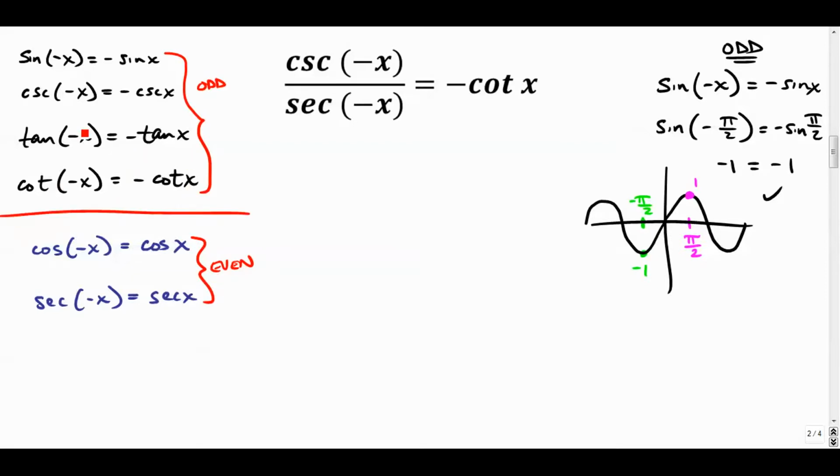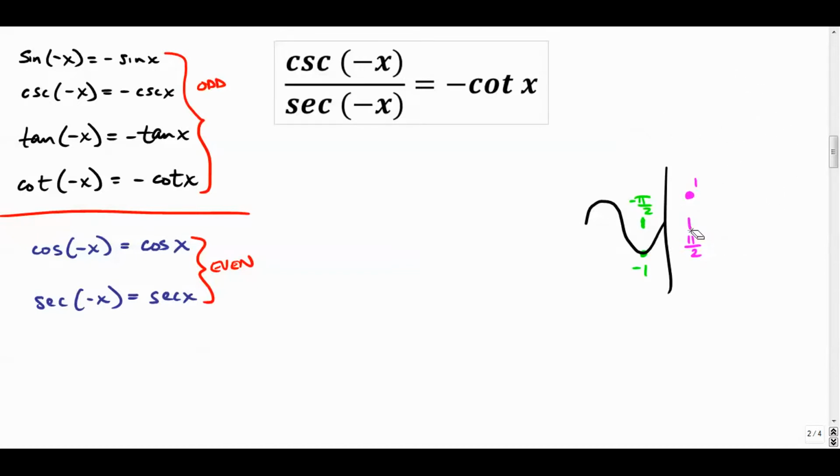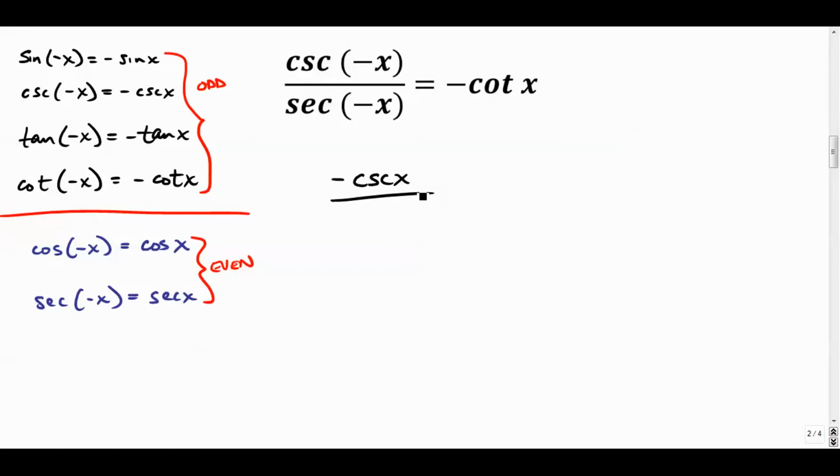And I think this is the first time we're using odd and even. So let me erase these and we'll actually make some substitutions here. The numerator is cosecant of negative x. Well, that's equal to negative cosecant of x. The denominator is secant of negative x. Well, that's equal to secant of x. Can I get that to equal negative cotangent of x?